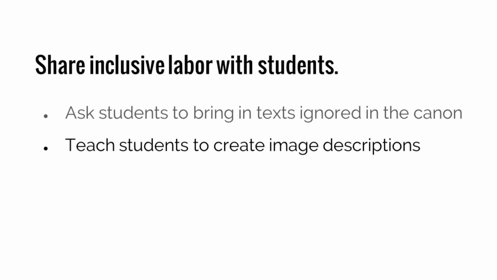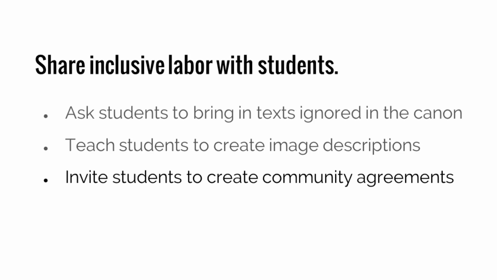When describing graphs and charts, students have to examine numerical evidence. With photographs of people, students must critically consider how to describe bodies, gender, race, and other identity markers. Image descriptions are a great way to share labor while also promoting a commonly overlooked accessibility feature. One final set of examples, students could craft community agreements.